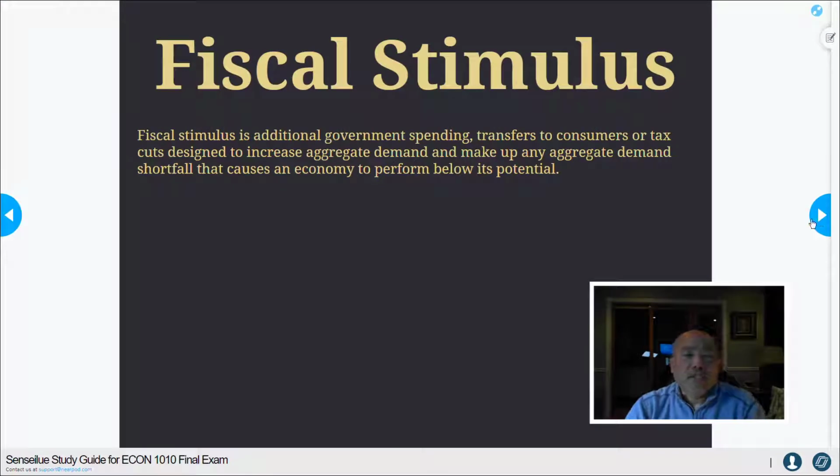What is a fiscal stimulus? Well, fiscal stimulus is either additional government spending, transfers, or consumer tax cuts, and they're designed to increase aggregate demand and make up any aggregate demand shortfall that causes an economy to perform below its potential.